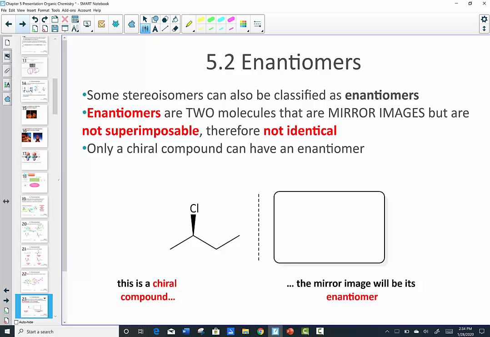When we come back to our next lesson, we're going to practice drawing enantiomers, those mirror images that are non-superimposable. Take a break, come back when ready.